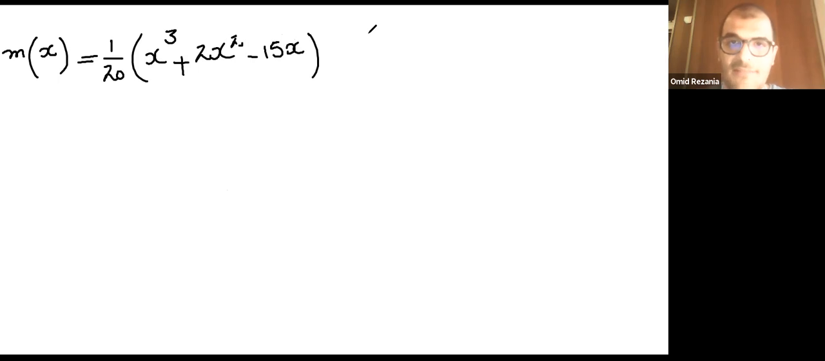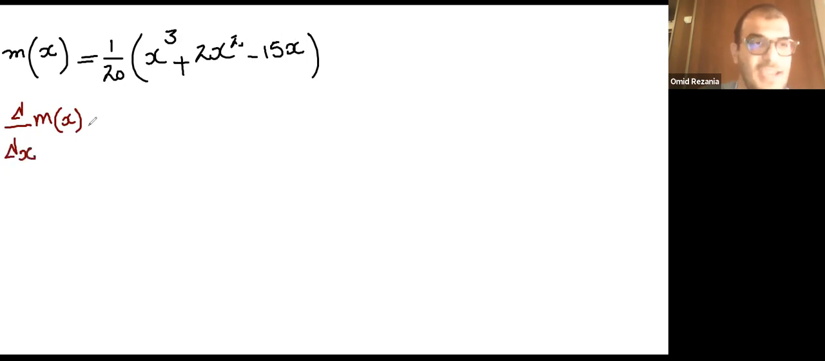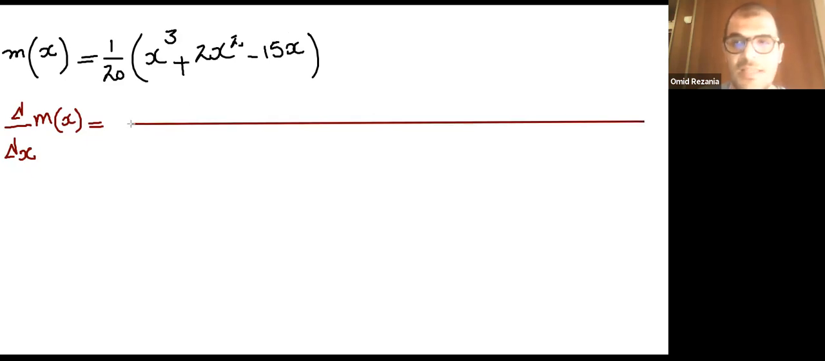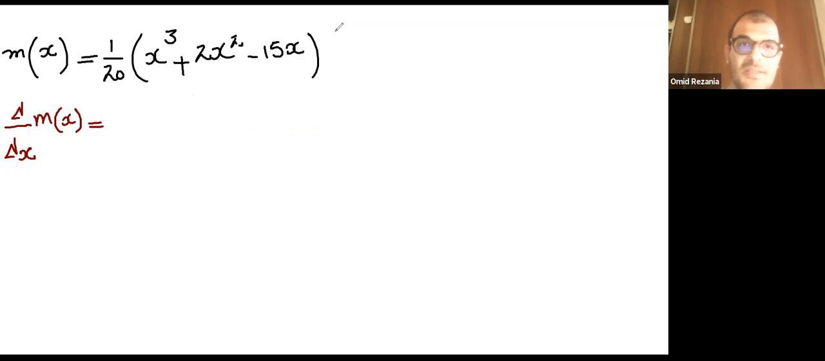The plan which I have is this. I just want to find the derivative of m of x with respect to the changes of x. I know that it's going to be a line so long. Okay. Let me start by this smaller version.